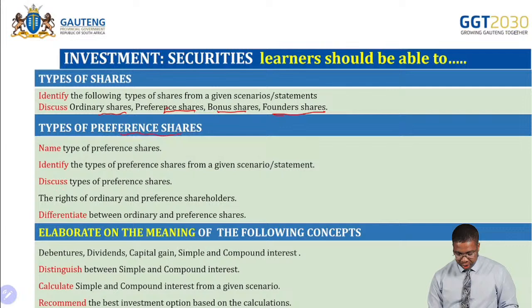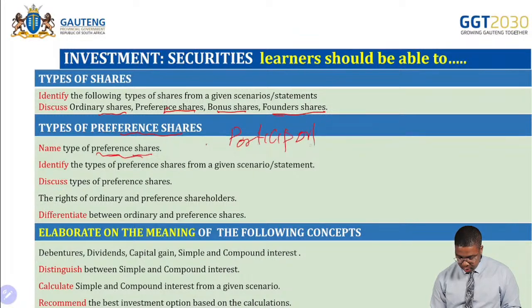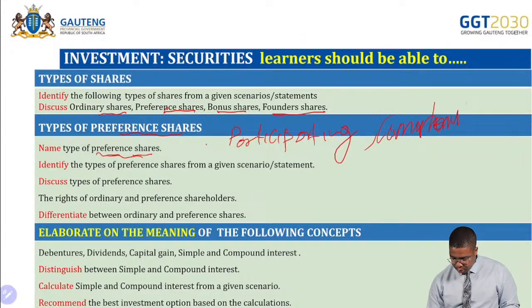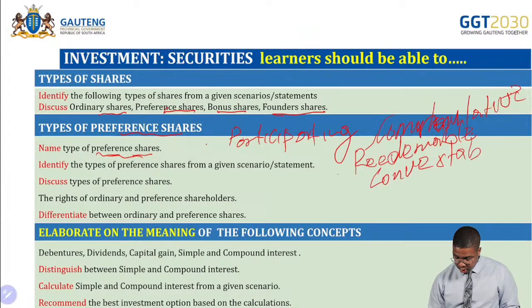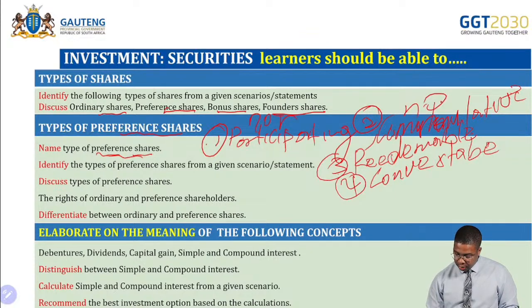And then you also have types of preference shares. Name the types of preference shares. Remember, we have 8 types. And I said what is key here is for you to know participating, cumulative, together with redeemable and convertible. And then this is the first 4 you should know. And what do you add? Non-participating, non-cumulative, non-redeemable, and non-convertible. Then you are saved, you know whatever.